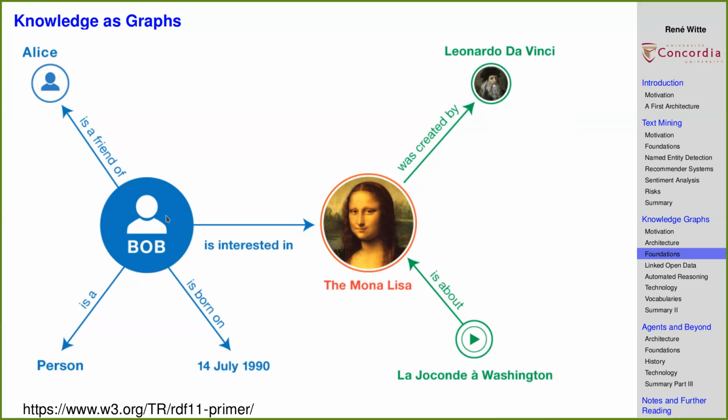And we can model further information about Bob, that Bob is a person and not an AI, that Bob is a friend of another person called Alice. And then, of course, you can have a lot more information coming out from Alice. Now, Leonardo da Vinci has other paintings, Alice has other friends, and so on and so on. So that's the core idea of a knowledge graph.